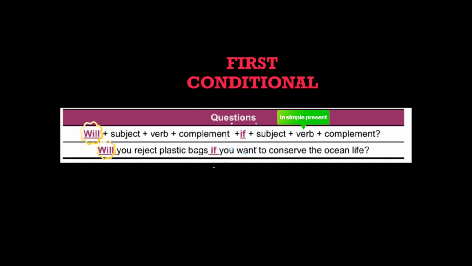Is it possible to make questions using the first conditional? Yes, it is. You just have to put will at the beginning of the sentence, then mark the subject plus the infinitive, as we checked before, the complement, and then mention if as the conditional part, plus the subject plus the verb in present simple plus the complement. Don't forget the question mark. Look at the example.